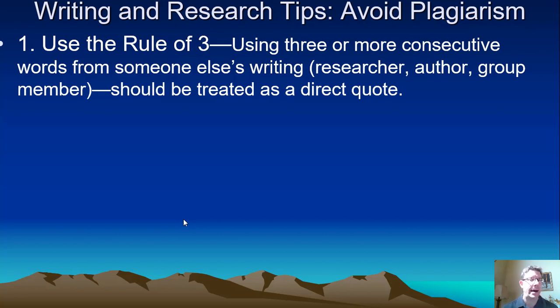Now, there's going to be some caveats and exceptions to that I'll mention throughout the semester. One exception is if you're discussing a theory. So if you're talking about social dominance theory or social dominance orientation, that's 3 words, but that's a common usage, that's a theory. So if it's the name of a theory that's 3 or more words, you don't have to treat that as a direct quote.